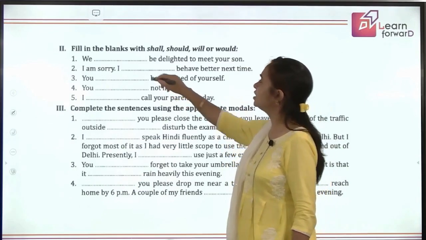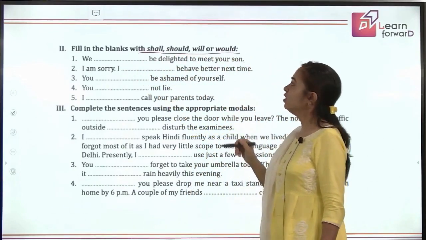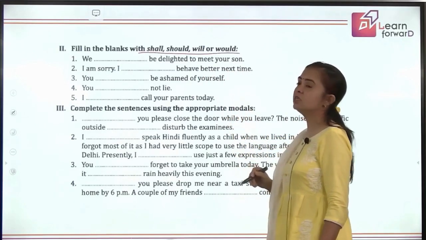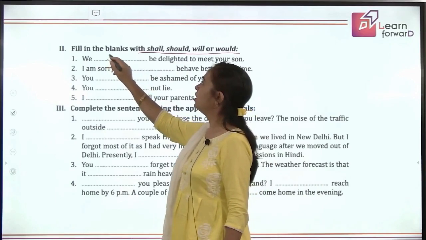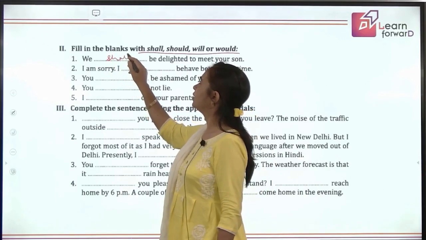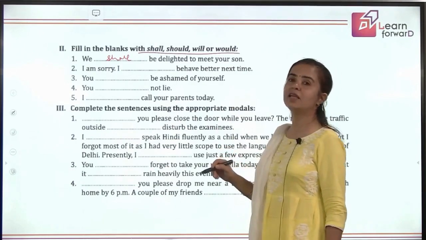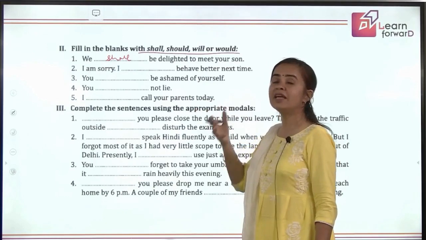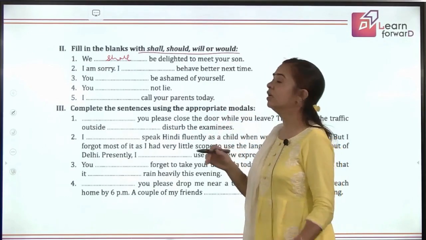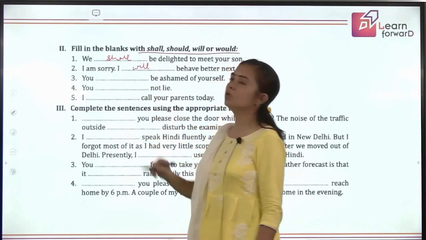Here's an exercise for you. Fill in the blanks with shall, should, will, or would. We dash be delighted to meet your son. So what will come here? We shall be delighted. Next, I'm sorry, I dash behave better next time. You are promising, you are saying it with a strong feeling. That means with first person in future tense, you will be using will.